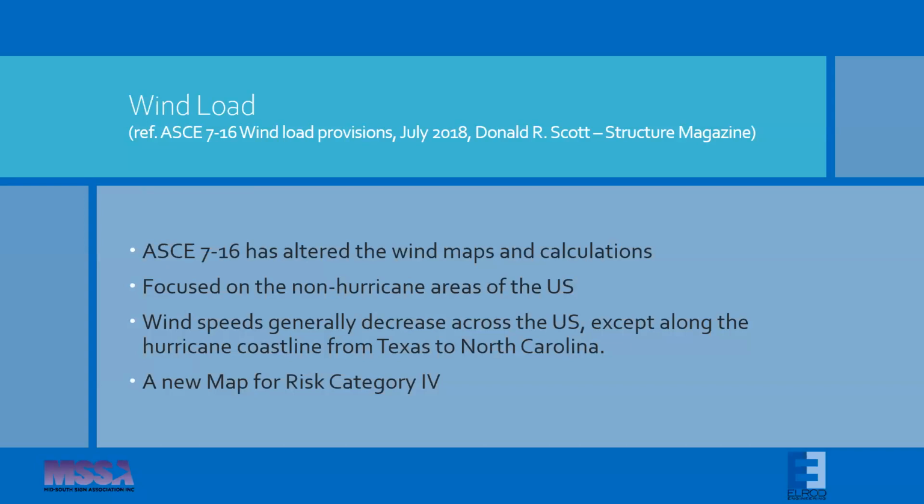This slide highlights some of the details, some of the highlights of changes in this most recent version. Mainly, the changes to the wind maps were focused on non-hurricane areas, so the inland parts of the United States, and it resulted generally in a decrease in wind speeds, except along the coastlines from throughout the Gulf and then up through the North Carolina coast. The wind speed maps presented in the design manual, and we'll show some examples of these in a minute, are based on a statistical analysis of roughly 50 years of actual data. Therefore, they do change with time.